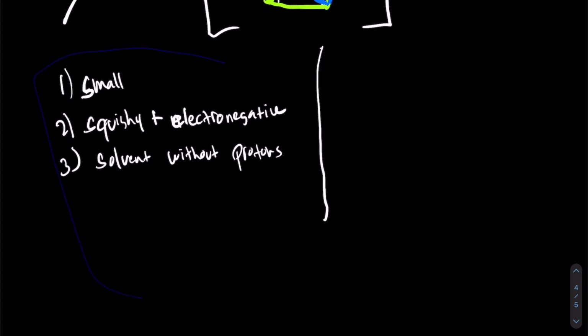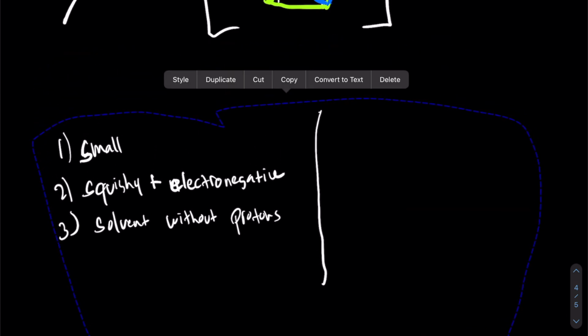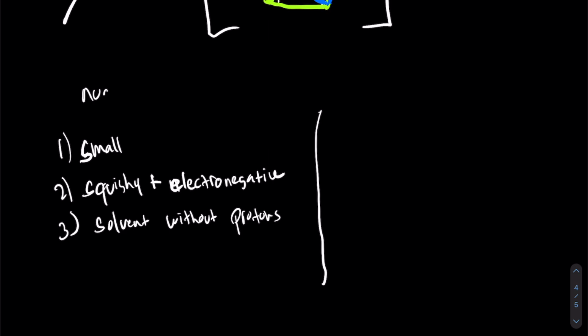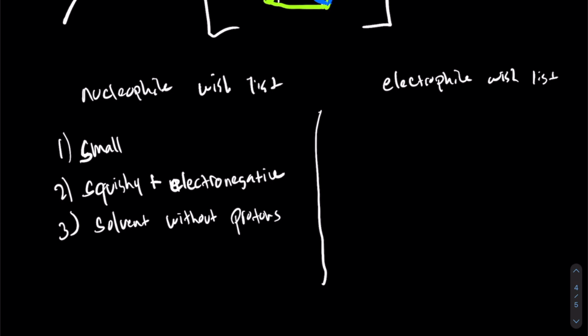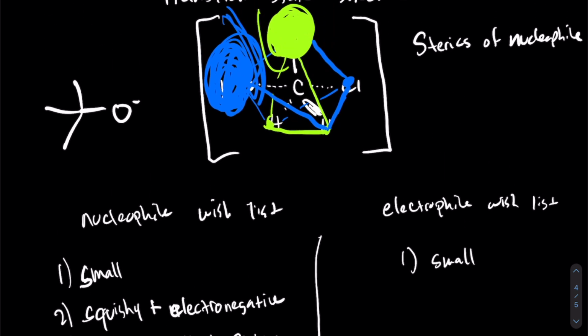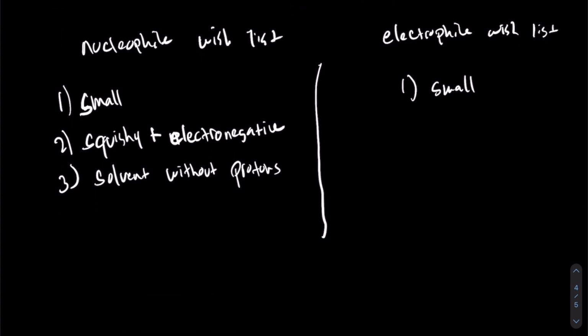a summarization over here, because I'm going to go back to this in a second. Bring that down here, and this is our nucleophile. We'll call it a nucleophile wish list. What's on our electrophile wish list for an SN2 reaction? Keeping in mind this is now strictly SN2. Again, small, or something that doesn't have a lot of substituents coming off of here. You want a relatively small electrophile. You also want a big dipole.